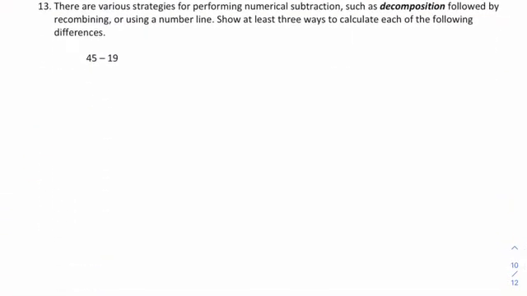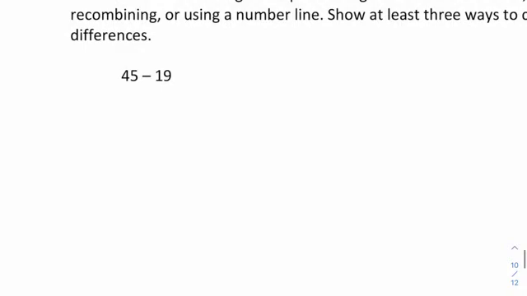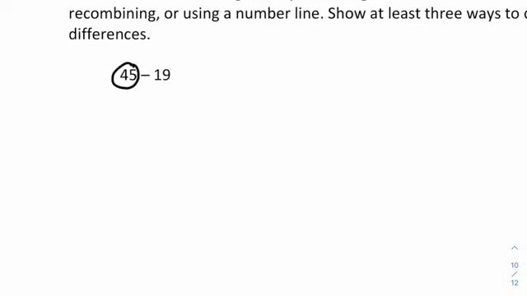All right, there are various strategies for performing numerical subtraction, such as decomposition, followed by recombining or using number lines. 45 minus 19. So let me show you at least 3 ways for each of these numbers. You can decompose these. There are so many different ways you can do this. You might want to knock the 45 down to a 40. So you say, hey, what do I need to remove from 45 to make it a clean 40? And the answer to that is 5. So I'm going to decompose this 19 into 5 and 14. So it looks like this, but use parentheses.